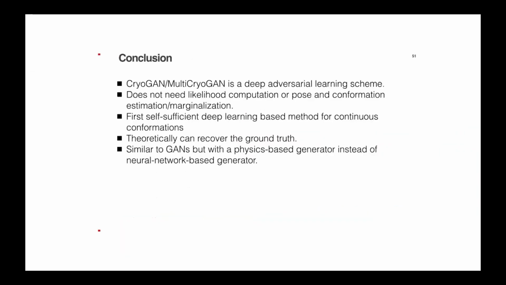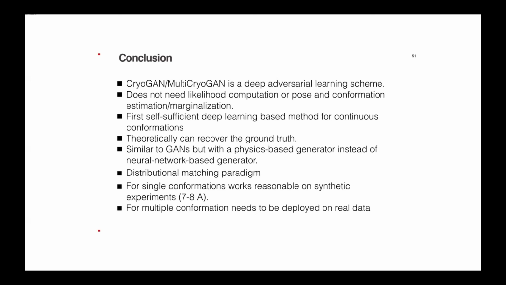In conclusion, we propose a deep adversarial learning scheme that does not require any likelihood computation, pose and conformation estimation, or marginalization. It's the first self-sufficient deep learning based method which can reconstruct continuous conformations and doesn't need any external pose estimator or external routine. It can theoretically recover the ground truth. It's similar to a GAN, but with a physics-based generator instead of a neural network-based generator. It relies on the distribution matching paradigm, as we discussed. For single conformation, it works reasonably on experimental data, and for multiple conformations, it still needs to be deployed on real data.